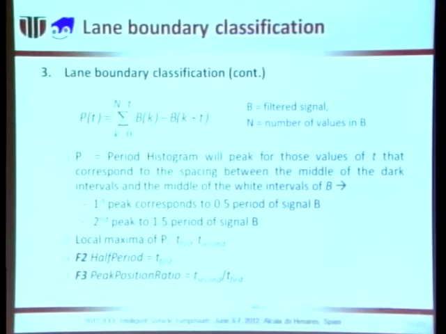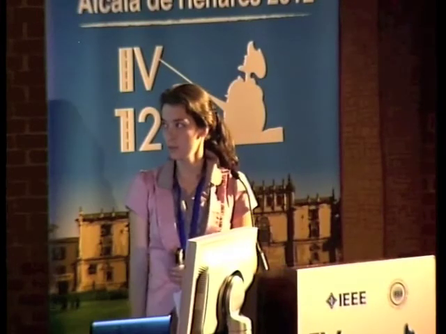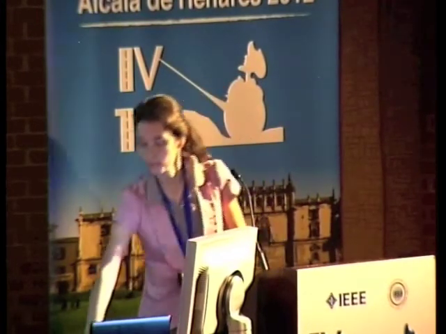The local maxima of the period histogram are defined as t first and t second. T first corresponds to 0.5 period of the signal, and the second one will be used for validation. For a periodic signal, the ratio between the second and the first should be approximately 3. So these are the second and third features used in classification, the half period and the peak position ratio.